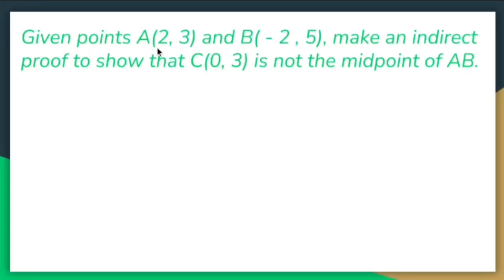Given points A (2, 3) and B (-2, 5), make an indirect proof to show that C (0, 3) is not the midpoint of AB. All right, so with an indirect proof, what you have to do is assume the opposite of the second part that you're trying to prove. So it says, make an indirect proof to show that C (0, 3) is not the midpoint.